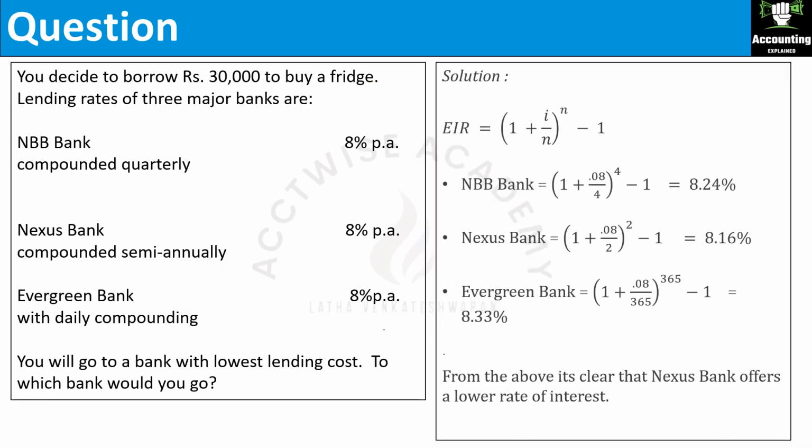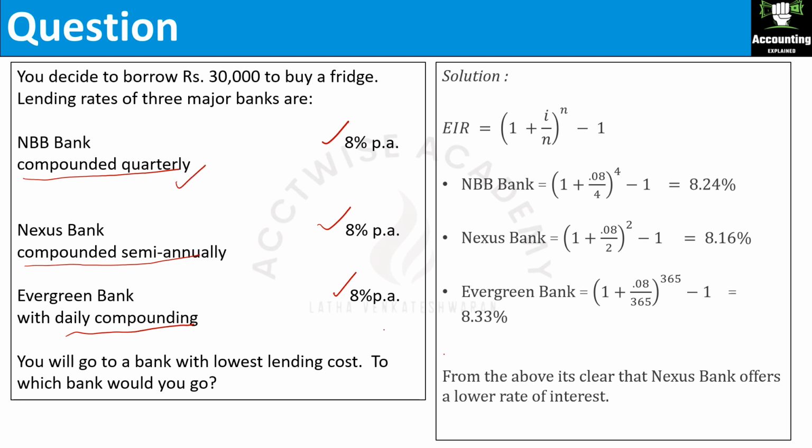See, in the question, all the banks offer interest at 8% per annum. NBB Bank is offering 8% per annum. Nexus Bank is offering 8% per annum. Evergreen Bank is offering 8% per annum. Then what is the purpose of calculating EIR? See, there is a catch in the question. What is it? For NBB, it is compounded quarterly. For Nexus, it is compounded semi-annually. And for Evergreen Bank, it is daily compounding. Okay, let us see how to calculate all these things.